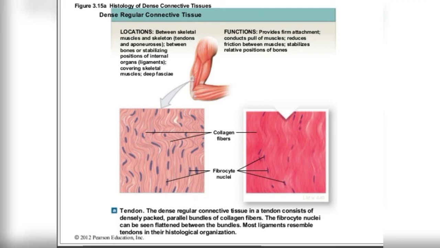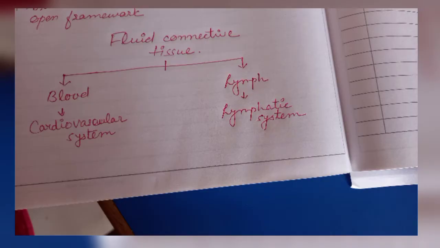Okay, now let's move on to the second type of connective tissue, that is fluid connective tissue. Now what do we mean by fluid over here, dear students? Fluid means liquid, the liquid portion of our body. For example, we can say blood. So blood is a type of connective tissue, and as the matrix is like a fluid, it is called fluid connective tissue. Now, fluid connective tissue is again divided into two subtypes, that is blood and lymph.